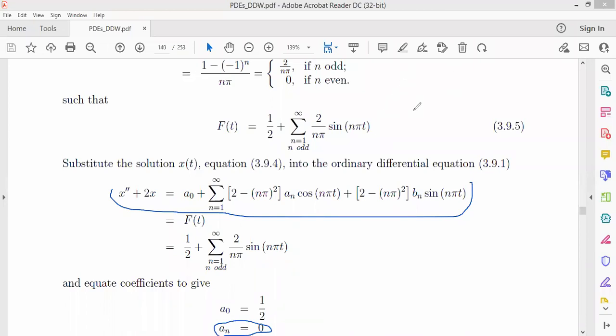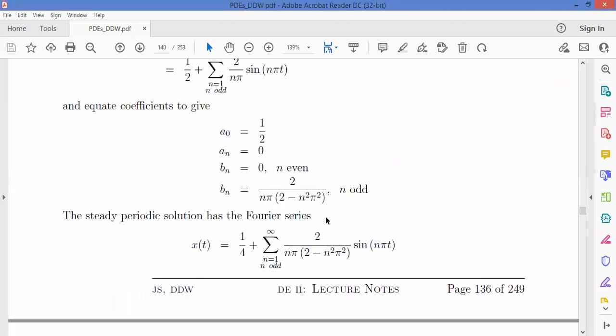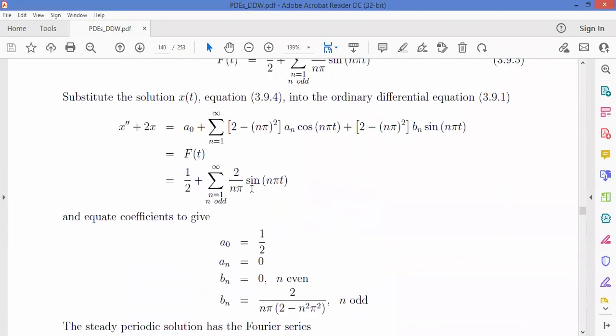Hopefully I am clear. Okay, and from that, you conclude. How do you conclude from this?